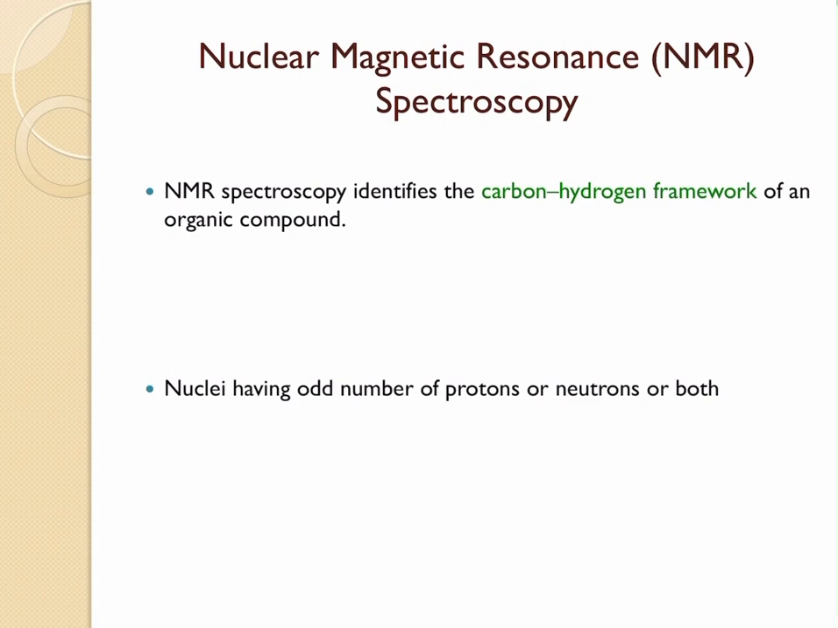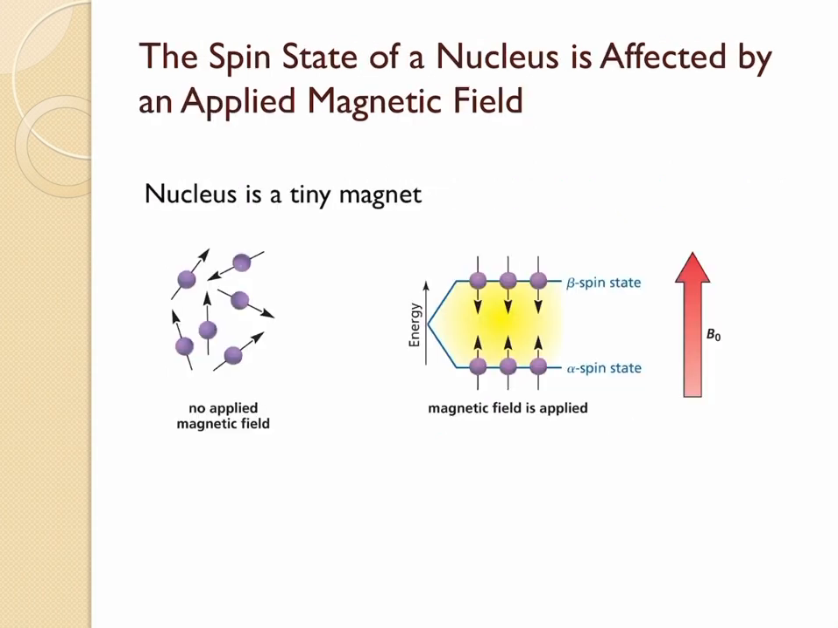Nuclei that have an odd number of protons or neutrons or both have a property called spin that allows them to be studied by NMR. Some examples of these include hydrogen, carbon-13, nitrogen, fluorine, and phosphorus. When it comes to the nucleus, we have to imagine the nucleus to be a tiny bar magnet.